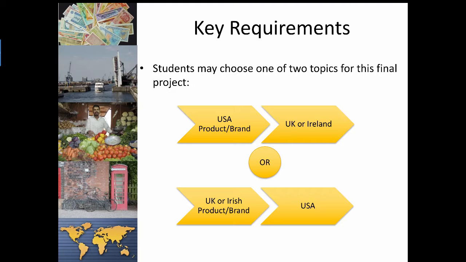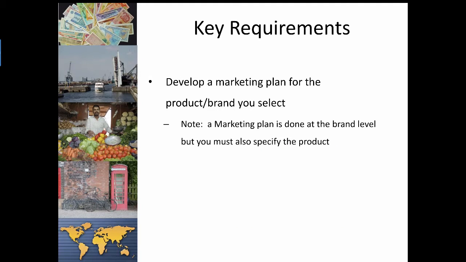I recommend that you don't wait a full week to decide what product you'd like to work on, and that you decide on something from the UK to bring into the US if you want to work in that direction. Next, you'd be developing a marketing plan for the product and brand you select. Please note, the marketing plan is done at the brand level, but you must also specify the product. So for example, you can't just say Apple. You're going to have to say Apple iPhone. You need to be specific about both brand and product.